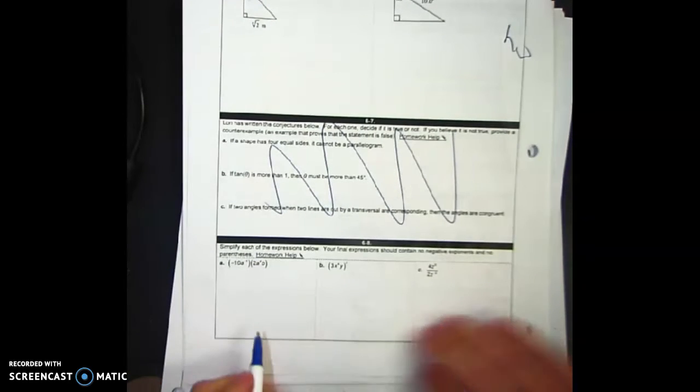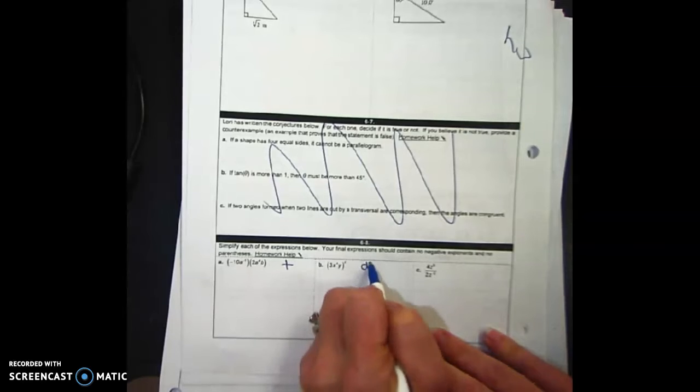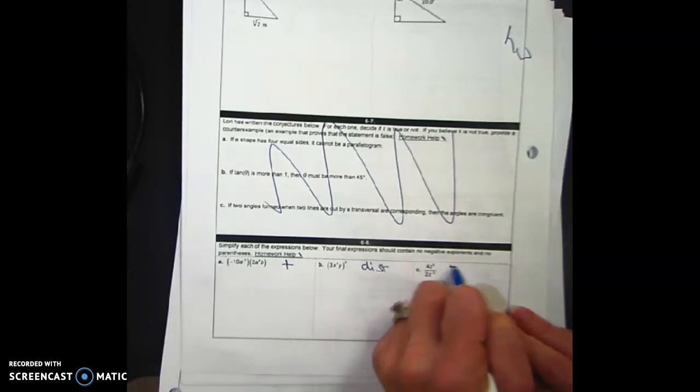Okay, this one I don't care about. This is just review about exponents. So in this problem, you're going to add. This problem, you distribute. And this problem you subtract. That's also homework. Make sure you cross that off so you know what's homework and what's not.